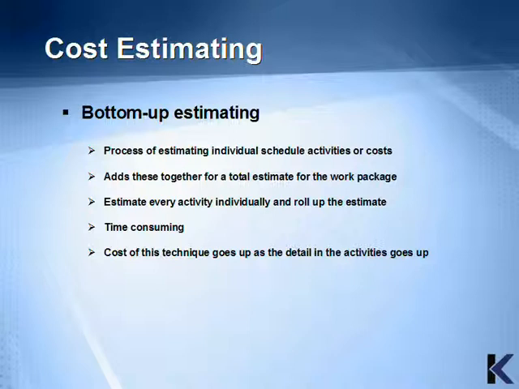Bottom-up estimating is the process of estimating individual schedule activities or costs. These costs are added together for a total estimate for the entire work package. You estimate every activity individually and then roll them up into the whole estimate. The process is time-consuming, and the cost of this technique goes up as the detail in the activities goes up.